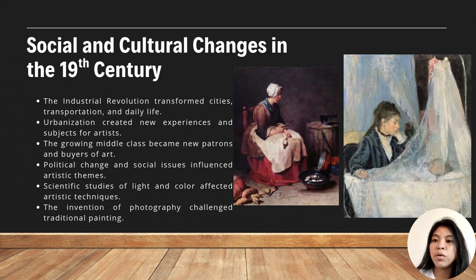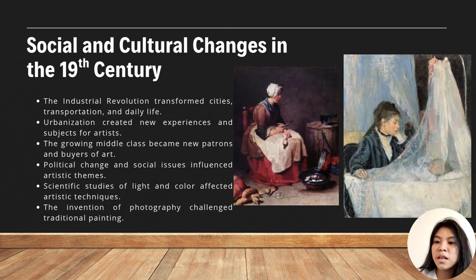Fourth, political change and social issues influenced artistic themes. The 19th century was marked by revolutions, reforms, and struggles for workers' rights. Many artists became interested in showing the realities of ordinary people, including laborers, farmers, and the poor. Art became a way to reflect social conditions and raise awareness of injustice.